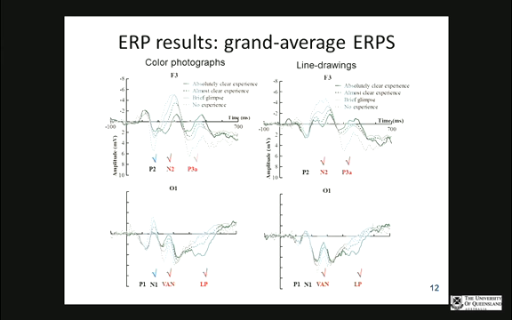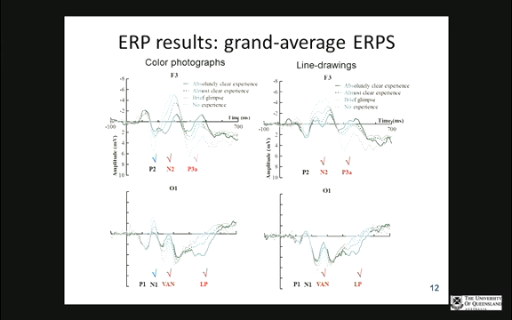Moreover, we found that corresponding to the occipital effects, there were also frontal-central effects. The P2 changed with awareness ratings only for color photographs, while the N2 and P3 varied with awareness ratings for both color photographs and line drawings. And the pattern at frontal-central electrodes was opposite to the occipital electrodes.